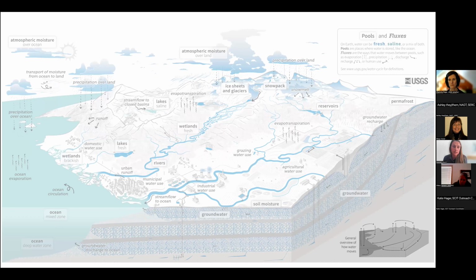To emphasize this, we included an inset overview diagram to highlight those broader connections, including transport of moisture from ocean to land and continental moisture recycling.